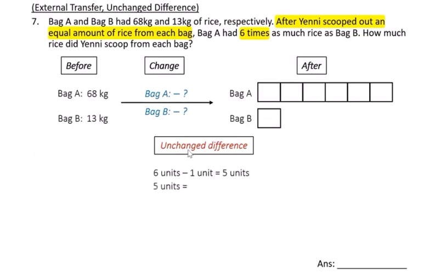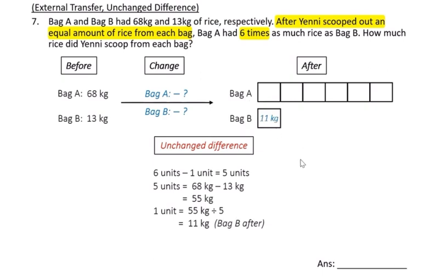So 5 units, how do I find the value? 68 minus 13. That is 55. Look for 1 unit. Always look for 1 unit, okay? So 55 divided by 5, 11 kg. 11 kg is 1 unit. So when you look at your model, ask yourself, where can I write my 1 unit value? It's actually at bag B after. Bag B has 1 unit here. So we write down 1 unit as 11 kg.